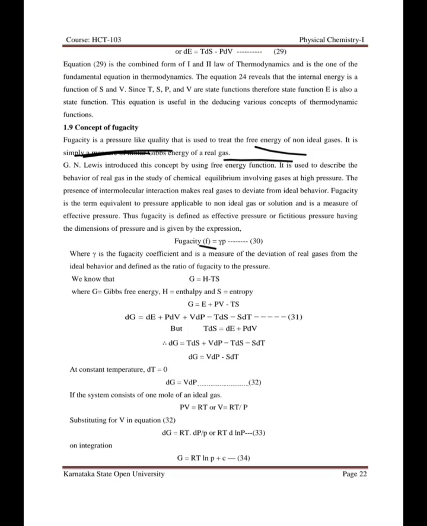So G is equal to H minus TS. That is, G is nothing but the Gibbs free energy, H is the enthalpy and S is the entropy of the system. So Gibbs free energy is coming next. In the previous sections, some of these terms have been explained. There are two types of free energies: one is Gibbs free energy and another is Helmholtz free energy. So for the Gibbs free energy, the equation is G is equal to H minus TS.